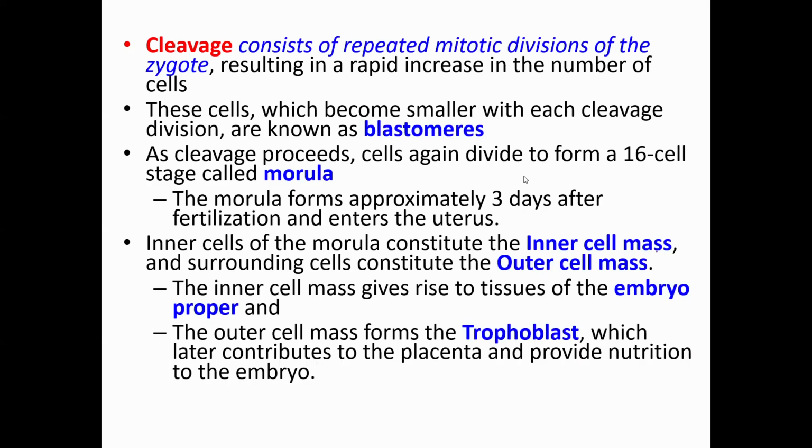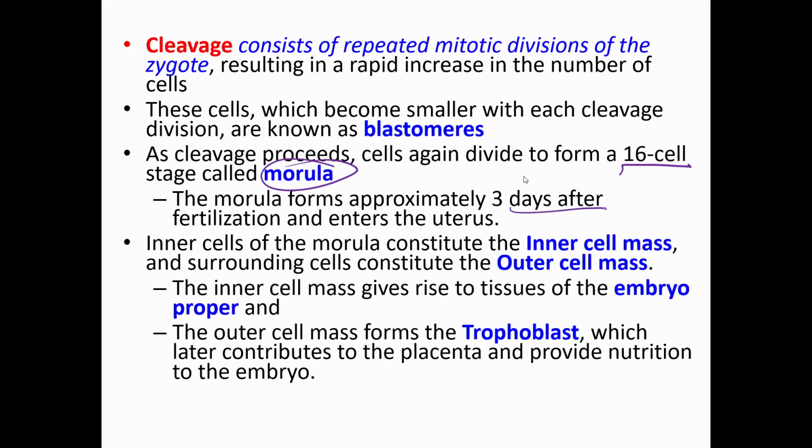So basically it is a repeated mitotic division. Cleavage is basically repeated mitotic division of the zygote, and these cells we call blastomeres. They divide and divide, and the 16 cell stage we call the morula. This is the ball of cells. The morula forms approximately 3 days after fertilization.